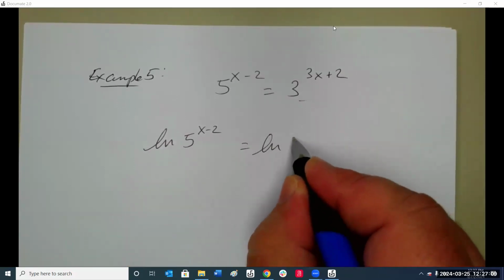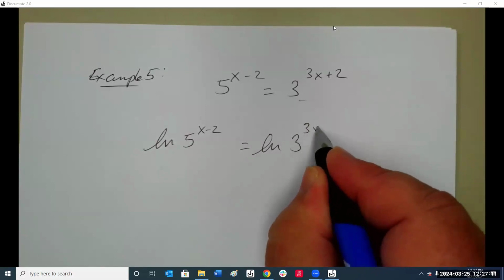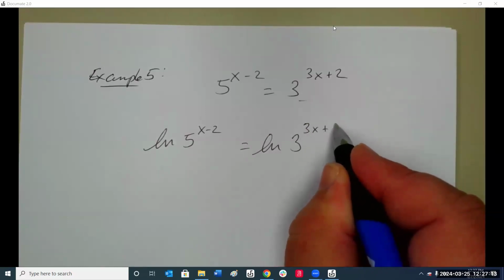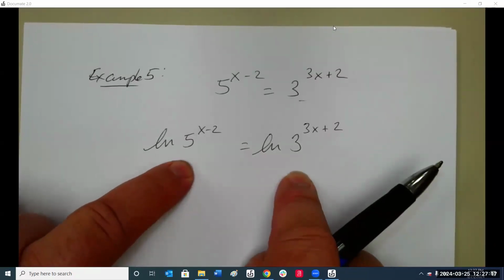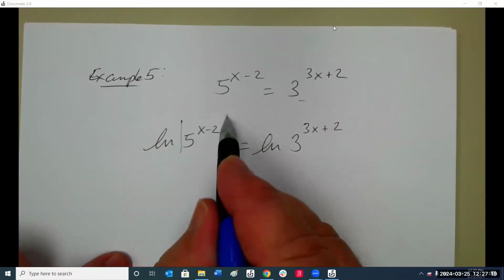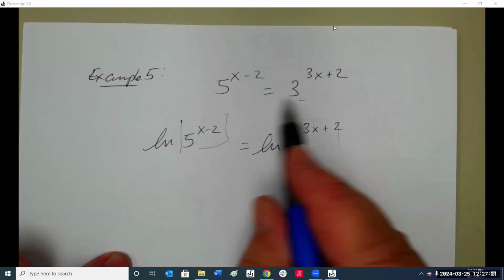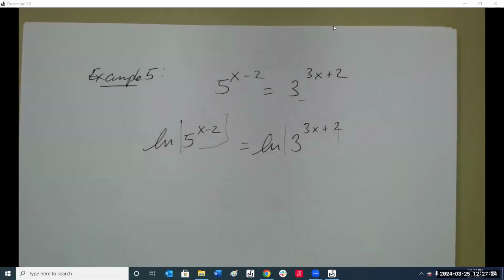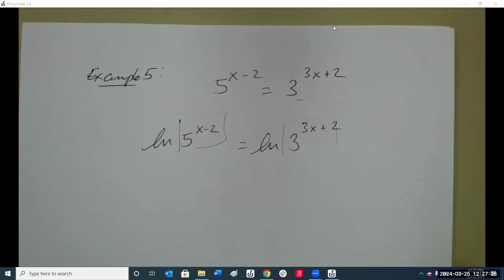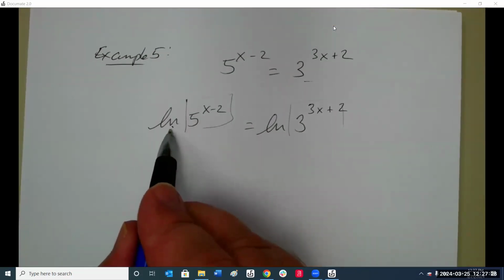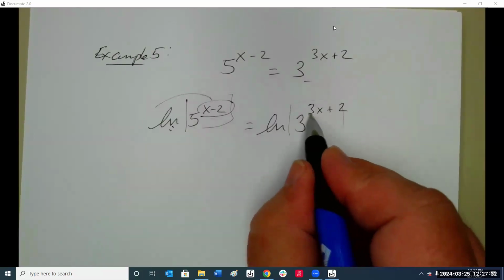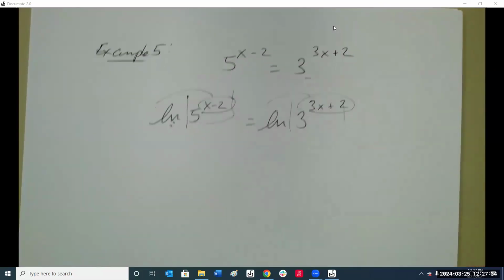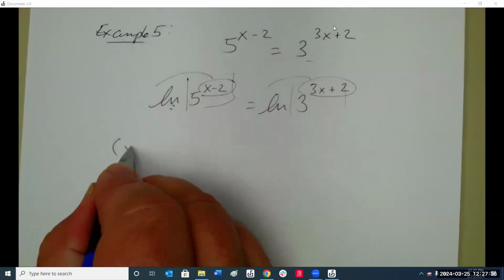Take the ln of both sides. Because remember, if the ln is the same, that means this has to equal this, which is what we're saying here. What does that do? What good is taking the ln of both sides? Our exponents, our variables that we're looking for, are no longer on top.